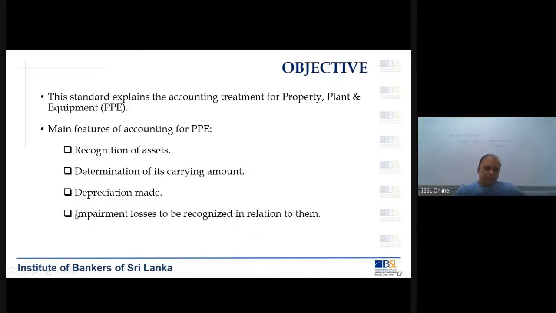Then we have another term which is called impairment losses to be recognized in relation to them. Impairment losses, I will come to that in detail when we learn it. Right now you understand that there is a loss or there could be a loss to the asset that you are using. When that happens, how do we account for that?